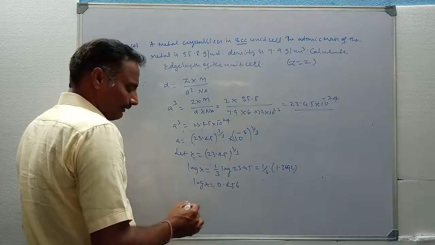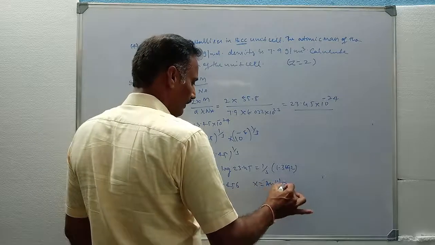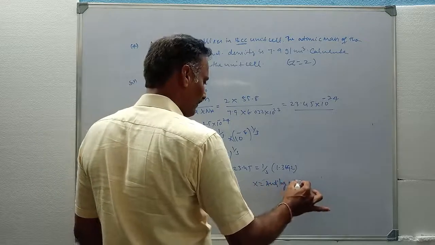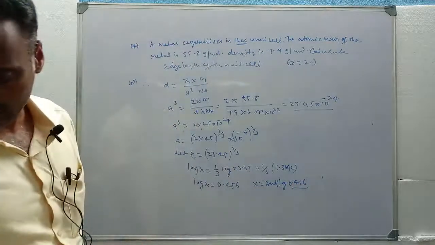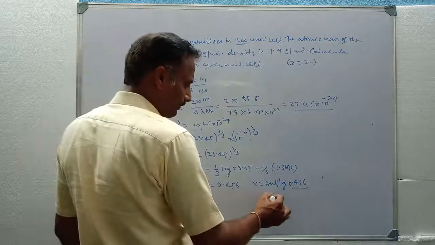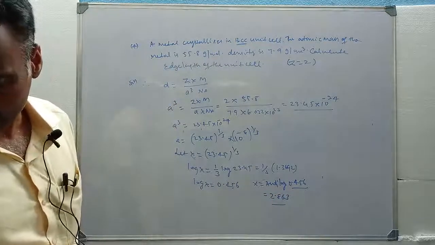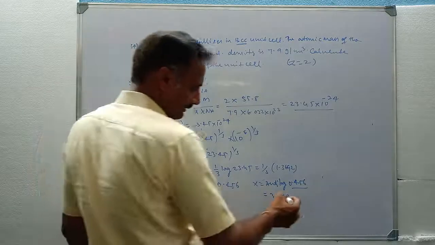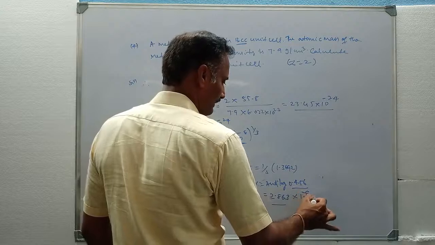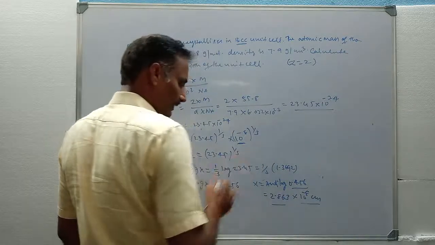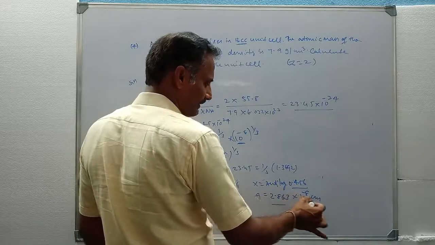That becomes 0.456. Then if you want x, you take the antilog: x equal to antilog of 0.456. By taking the antilog, you will get the x value, 2.863 into 10 to the power of minus 8 centimeters. This is the edge length of the unit cell, equal to 2.863 into 10 to the power of minus 8 centimeters.